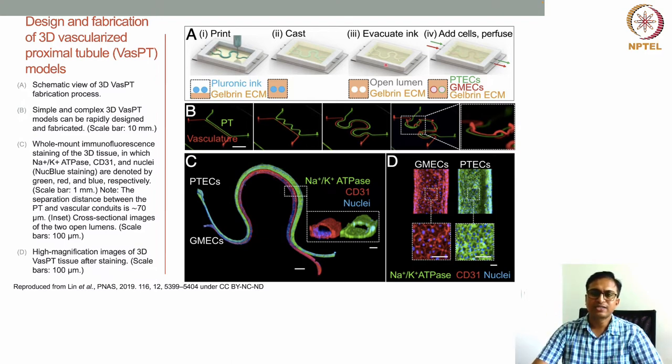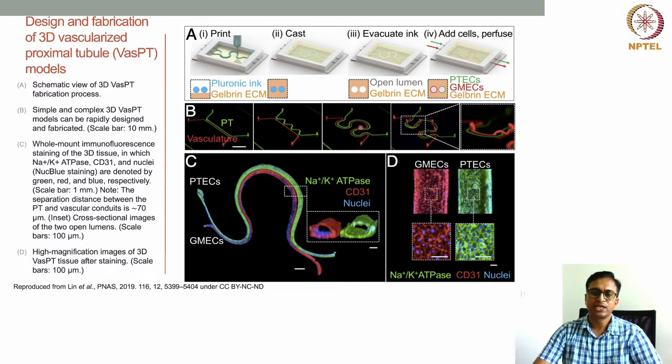So then it leaves a lumen-like structure, channel-like structures within this. In one channel they have perfused epithelial cells, and in the other channel they have perfused endothelial cells. Then they create these two other things. Here you can see the proximal tubule and vasculature, a simple structure and a convoluted structure, which can also be printed with this.